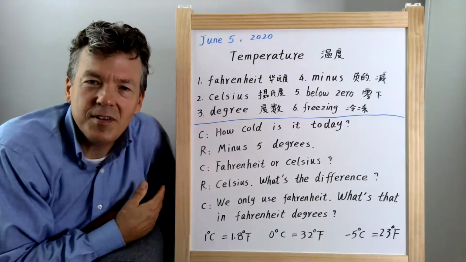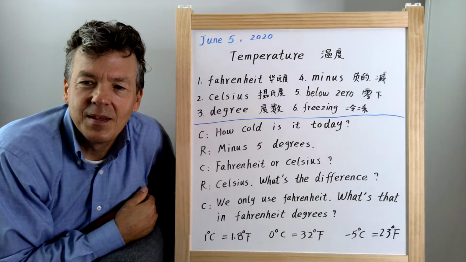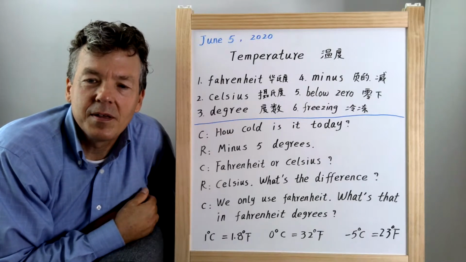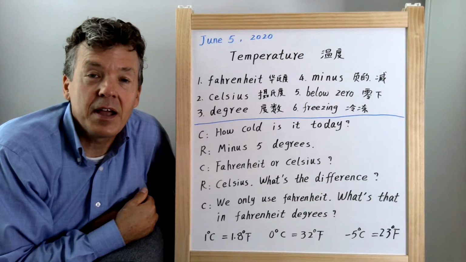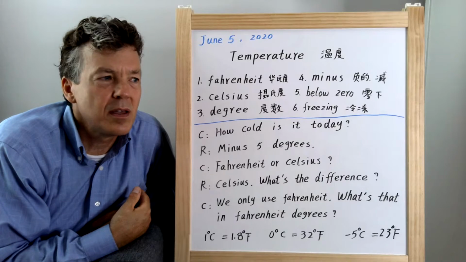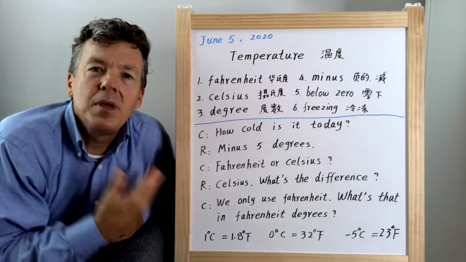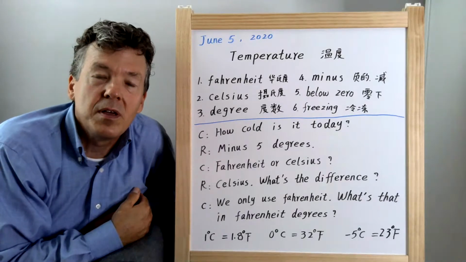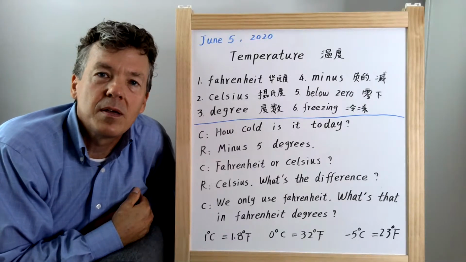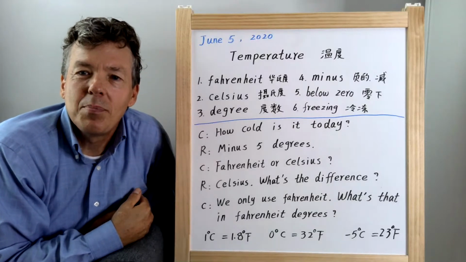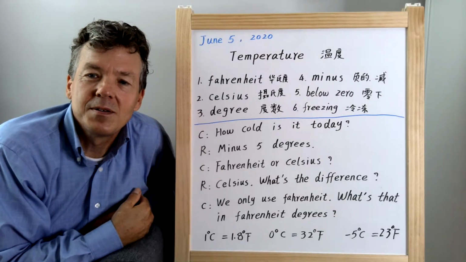Celsius. What's the difference? We only use Fahrenheit here in America. Okay. What's that in Fahrenheit degrees? I don't know. What is -5 degrees? Okay. I don't understand. Help me understand. What is -5 degrees? That's 23 degrees Fahrenheit. It's 23. Okay.